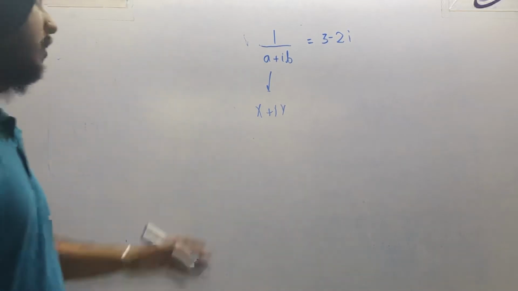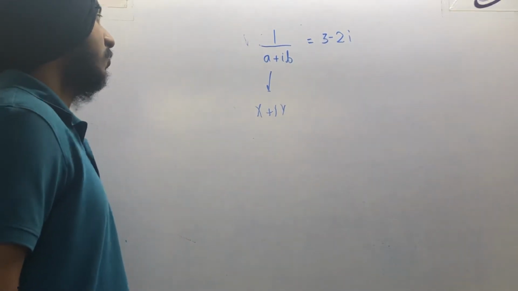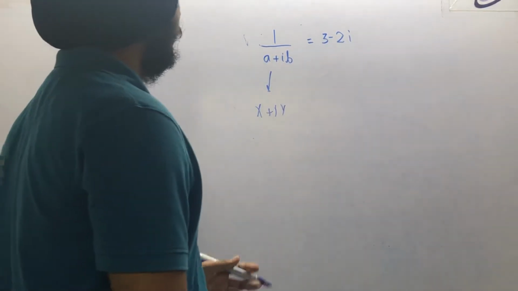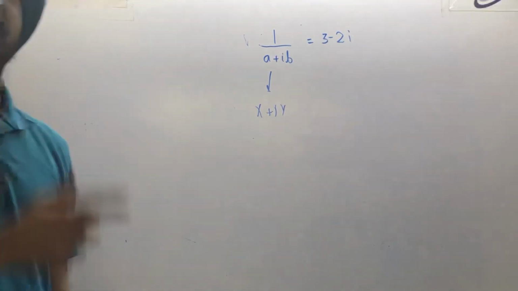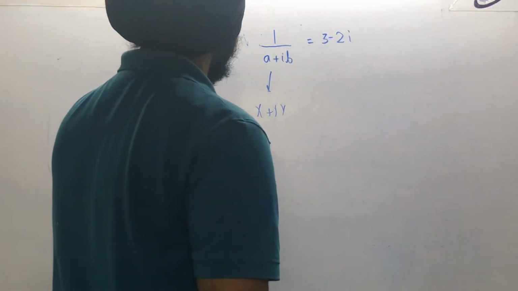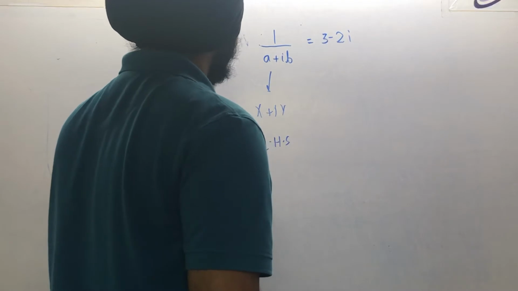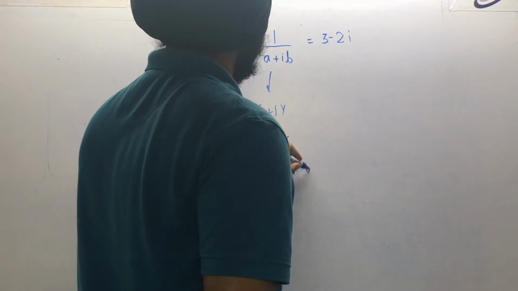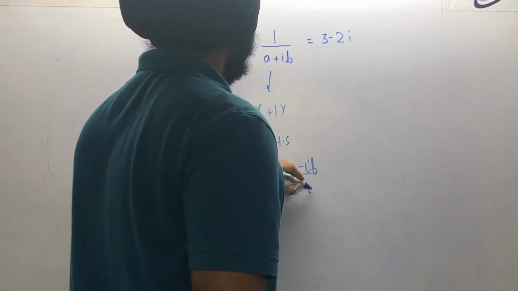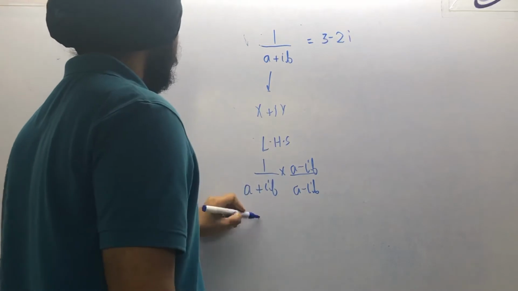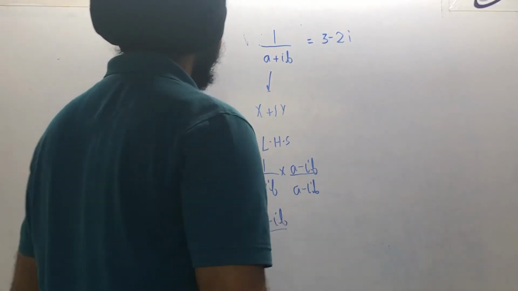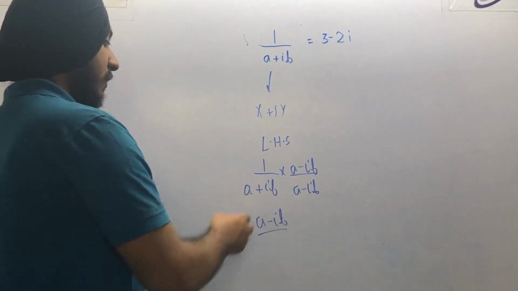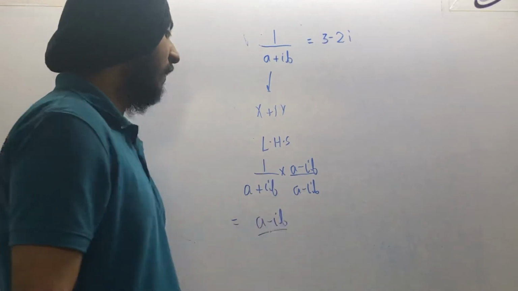Okay, how will you convert it? So this is just a case of division. So how will you remove this a plus iota b from the bottom? What will you do? You will take the conjugate of the denominator and multiply with numerator and denominator. So it looks something like this. I will solve the LHS first. So this is a minus iota b divided by what will come here? A plus iota b into a minus iota b.